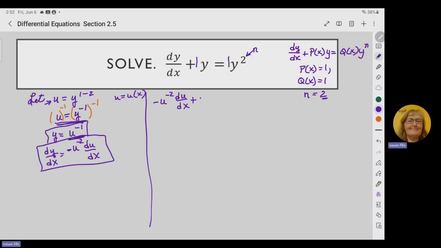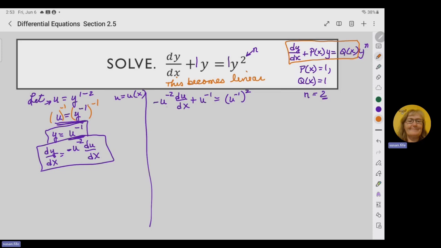Plus y, where y is u to the negative 1, equals y squared. And again, y is u to the negative 1, so you have u to the negative 1 squared on the right side. So we know that this is going to become linear. And because it's going to become linear, we want that leading term to be just the derivative. For linear, linear is this part of the equation.